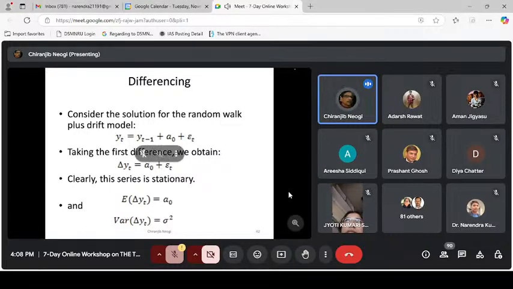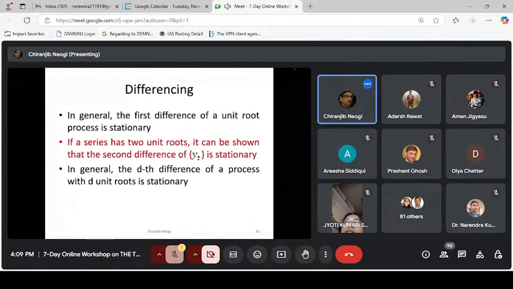So it becomes stationary and the variance is also constant. So after differencing, I can take a non-stationary series and convert it into a stationary series. In general, the first difference of a unit root process is stationary. If a series has two unit roots, it could be shown that the second difference is stationary. In general, the dth difference of a process with d unit roots is stationary.